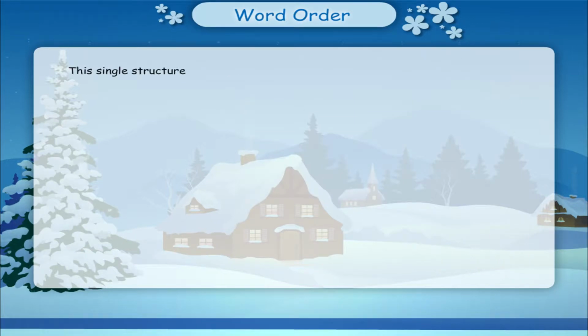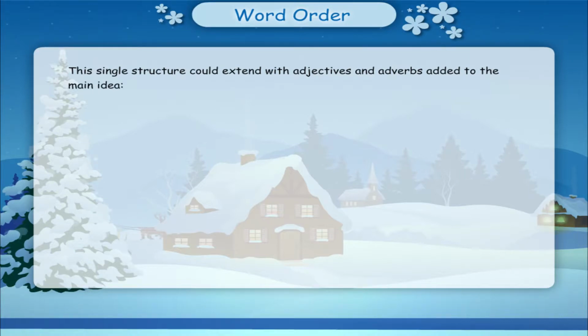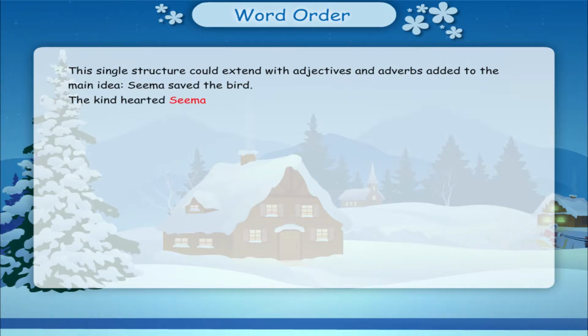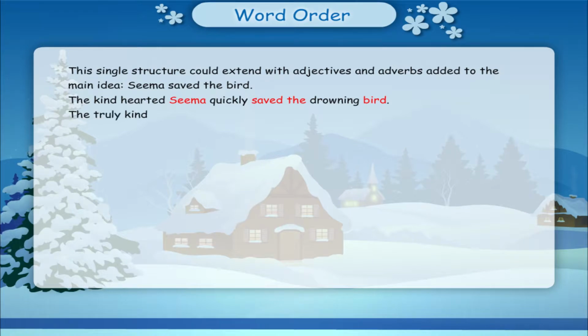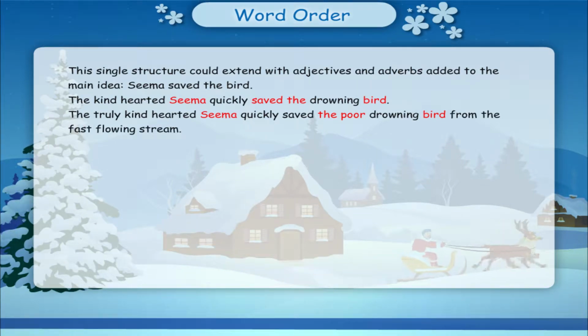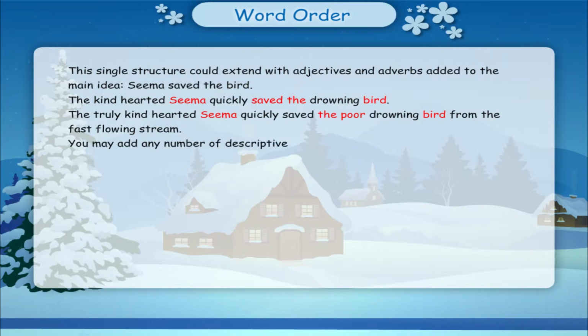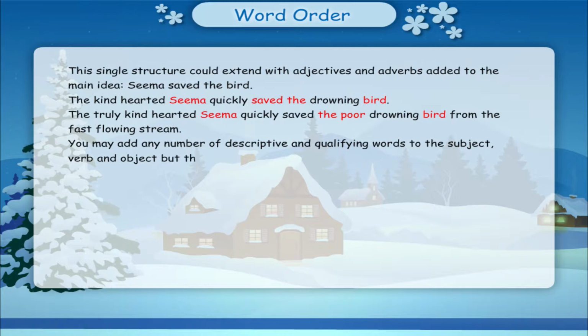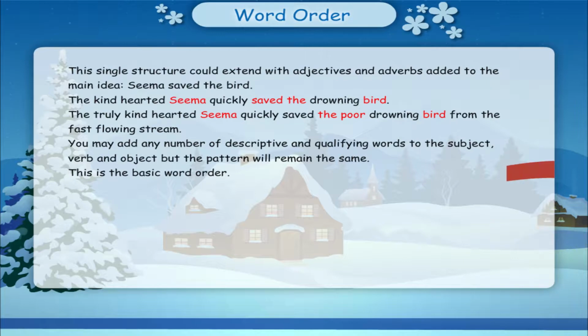This single structure could extend with adjectives and adverbs added to the main idea. Seema saved the bird. The kind-hearted Seema quickly saved the drowning bird. The truly kind-hearted Seema quickly saved the poor drowning bird from the fast-flowing stream. You may add any number of descriptive and qualifying words to the subject, verb, and object, but the pattern will remain the same. This is the basic word order.